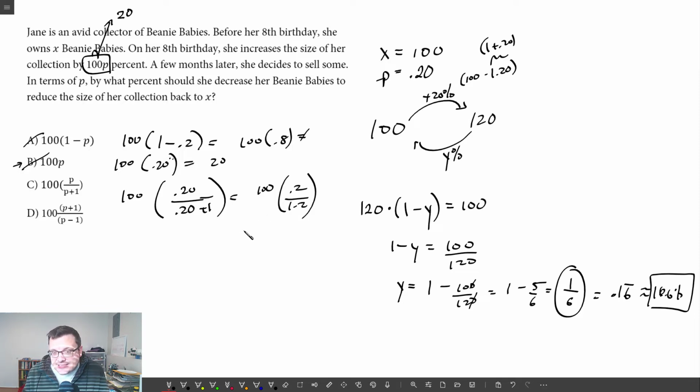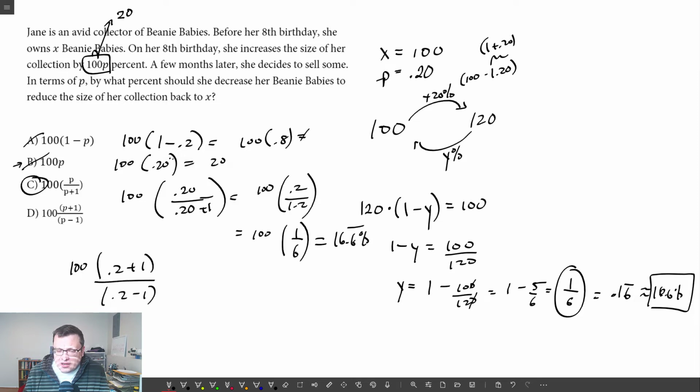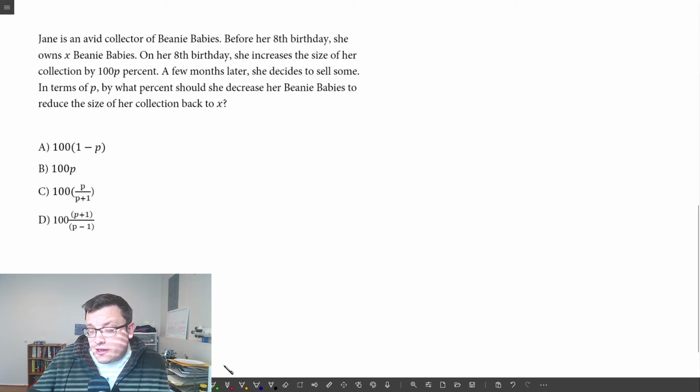This is 16%, which is the same thing as 100 times 1/6, or 16.6% repeating. So this is looking good. We'll just check out D, not looking very promising, but we'll try it. So it's 100 times (0.2 + 1) over (0.2 - 1). Right away, this is negative, so I can't have a negative here. So it's going to have to be choice C. So that's one way to do it, plugging in.